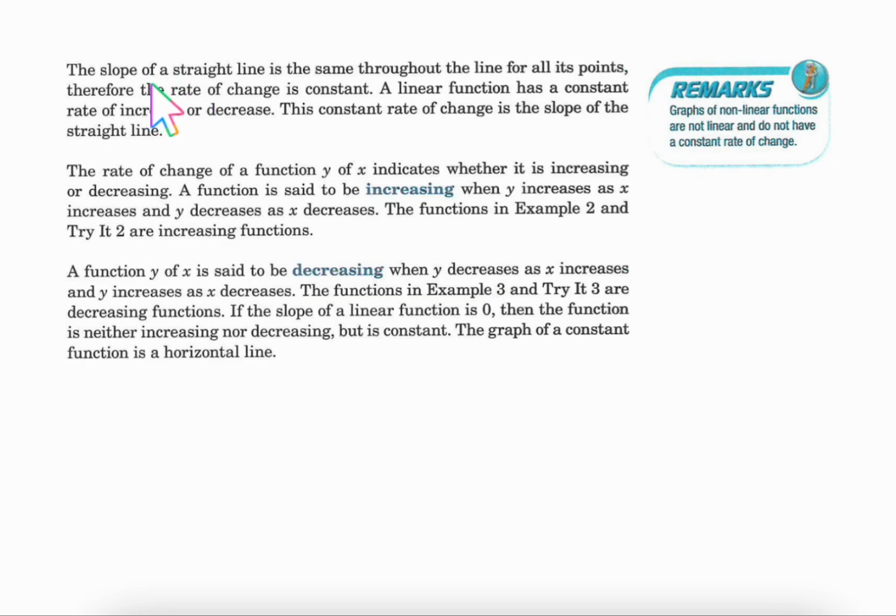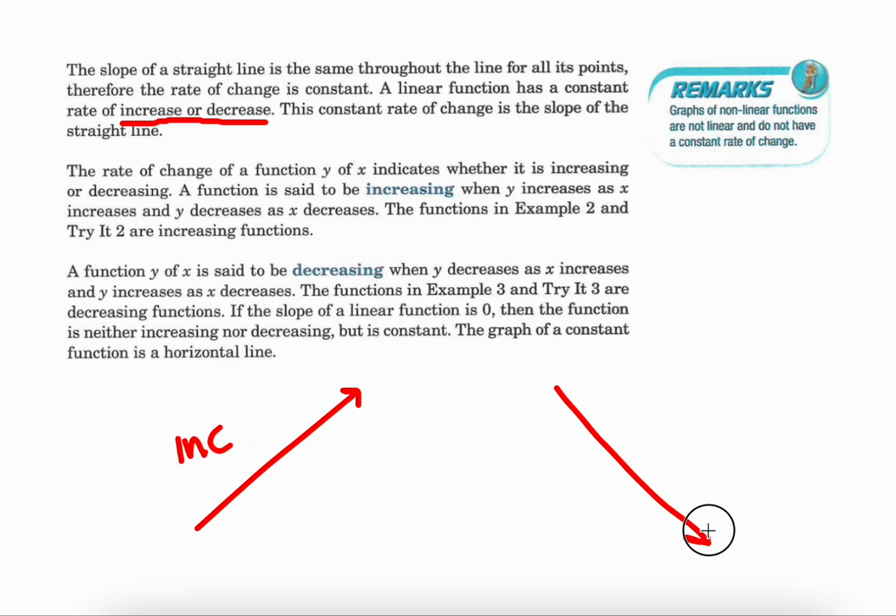So we so far just talked about a straight line. The slope of a straight line should be the same throughout the line for all its points, right? So your rise over run is the same no matter what 2 points you choose. And a linear function, a straight line, should have a constant rate of increase or decrease because it's either going up, up, up for an increase or it's going down, down, down the entire way. But it's not going to change. It's constant.